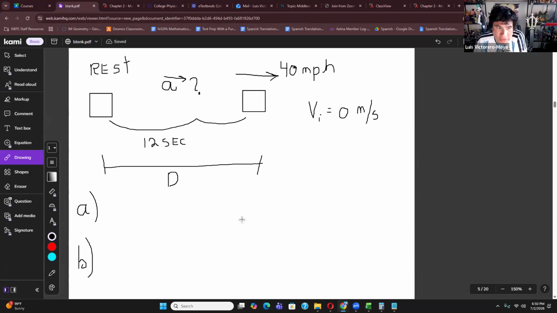Be careful with the units. That's why I am giving you this example. In your notes, you should have the conversion factors that you need, because you have seconds here and miles per hour. So find the distance in meters, and find the acceleration in meters per second squared.